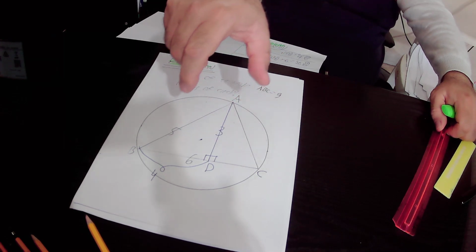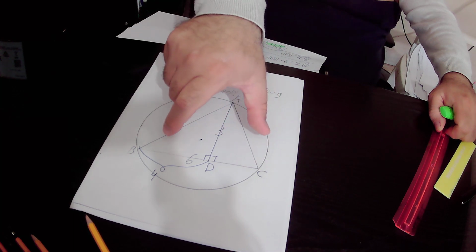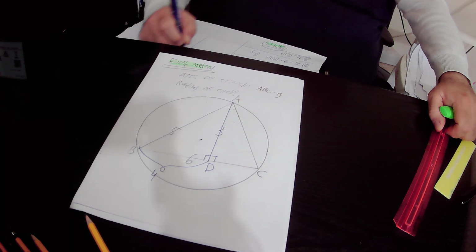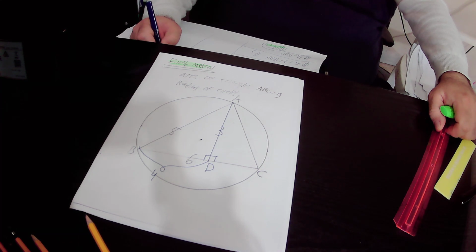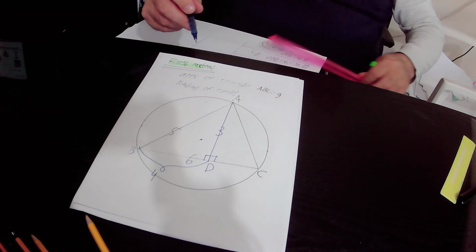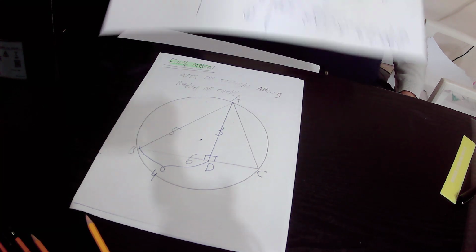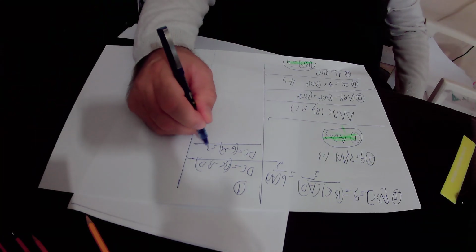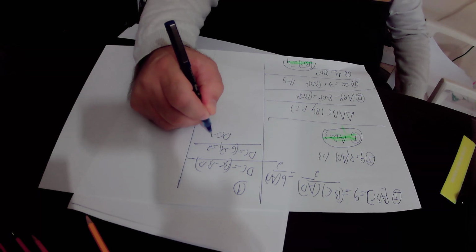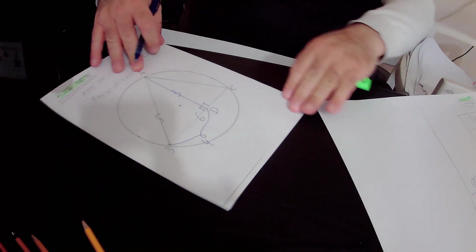DC equals BC minus BD. Again, DC equals BC minus BD. BC is 6 units, minus BD, that is 4 units. So in conclusion, I found out that DC equals 6 minus 4, that is 2 units. So DC equals 2 units. Here we can write down that DC equals 2 units.